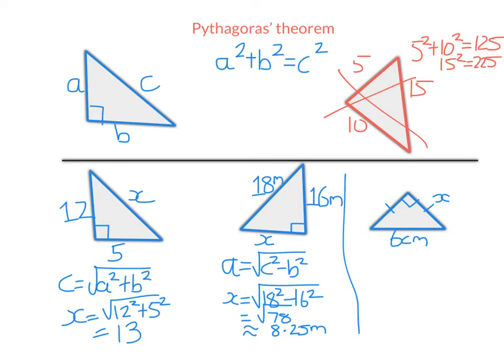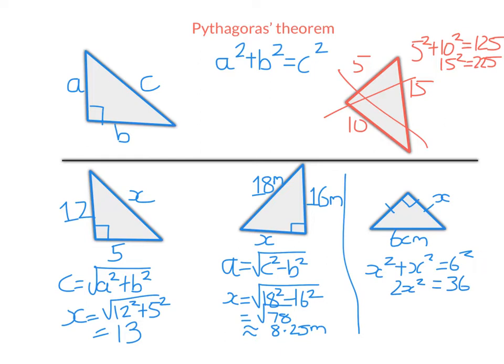So this is what we have. We have shorter side squared plus shorter side squared equals longer side squared. These two sides are the same. So x squared plus x squared gives 2x squared, 6 squared gives 36.